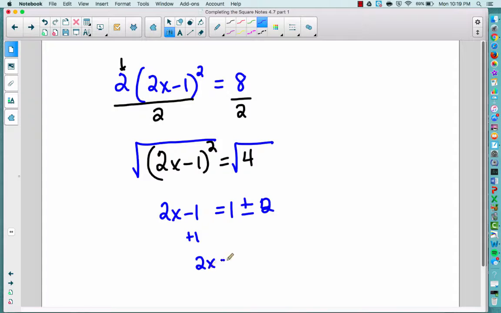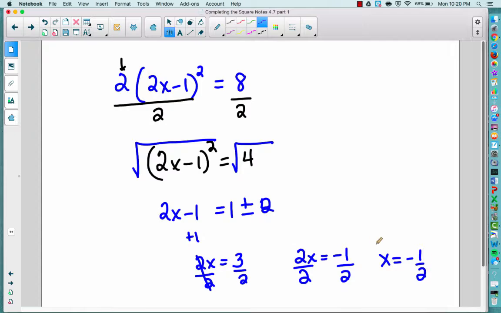So I have 2x equals 1 plus 2, which is 3. And then I have 2x equals 1 minus 2, which is negative 1. I divide by 2, so x equals 3 halves. And I divide by 2, so x equals negative 1 half. Okay, if we can be good at both of those two skills, then we can complete the square just fine.